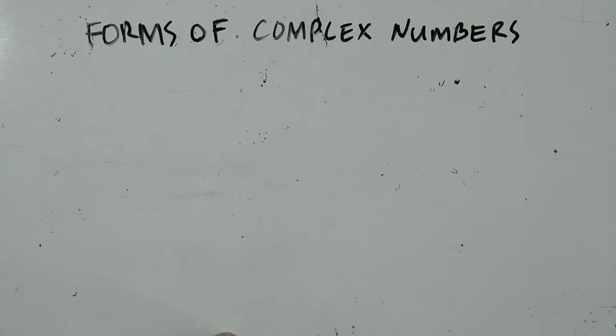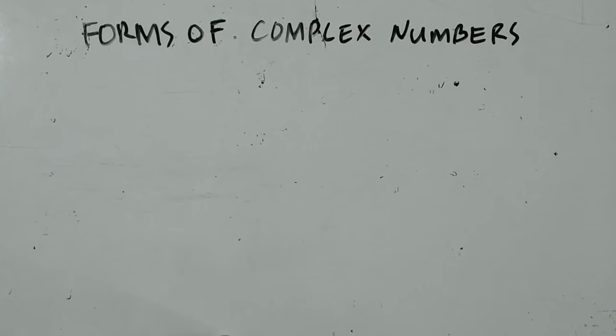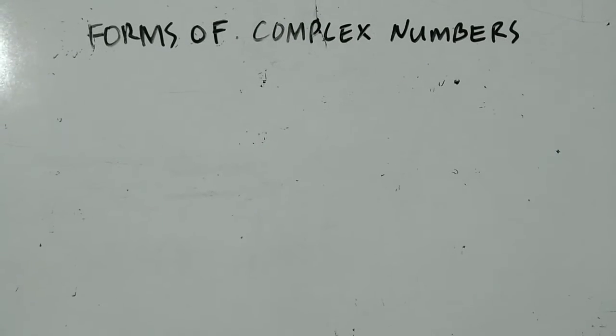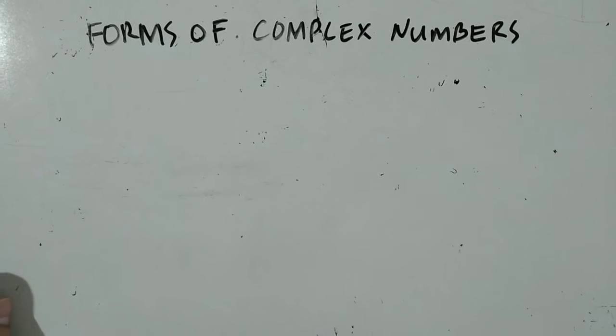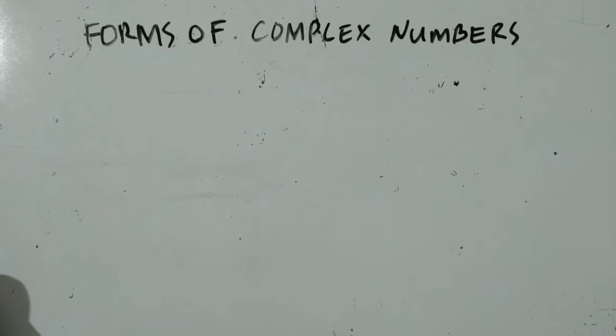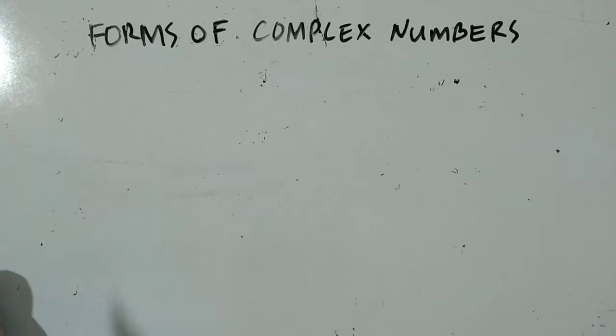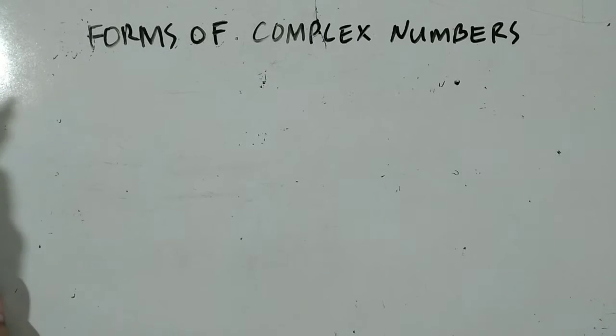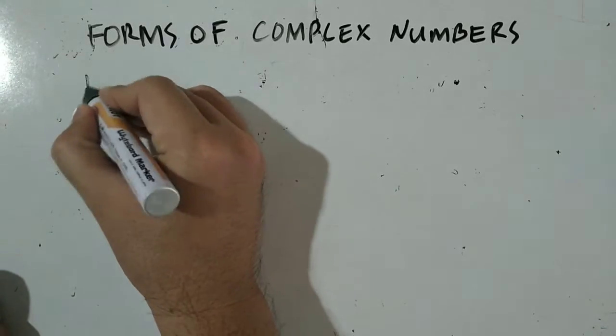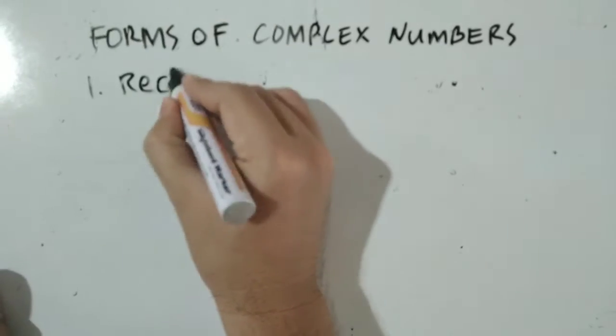Everyone, this time we will discuss the different forms of complex numbers. We have learned last time that complex numbers are numbers composed of real and imaginary parts. This time we will tackle the different forms of complex numbers. Basically, there are four that are most common. The first is what we call the rectangular form.